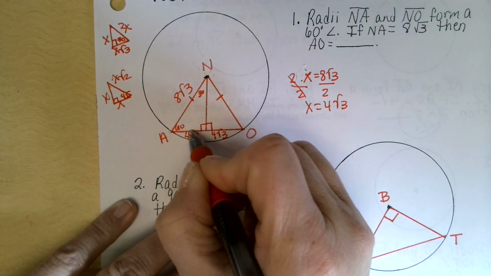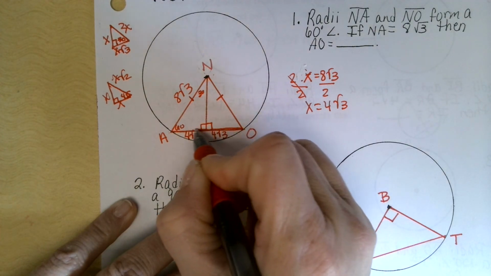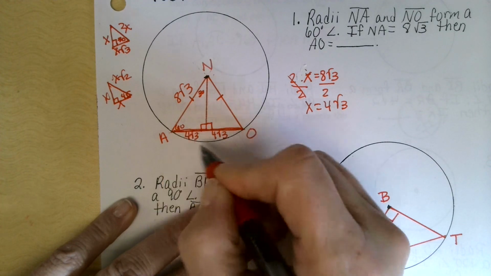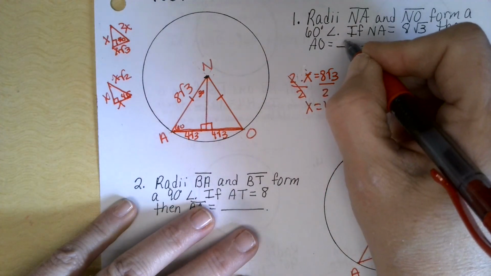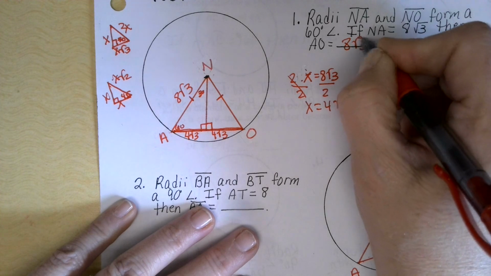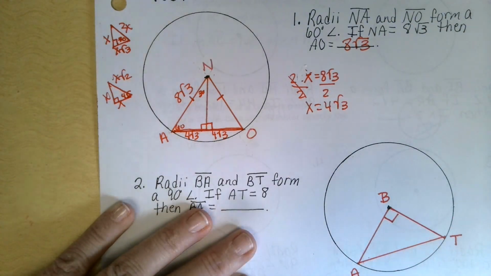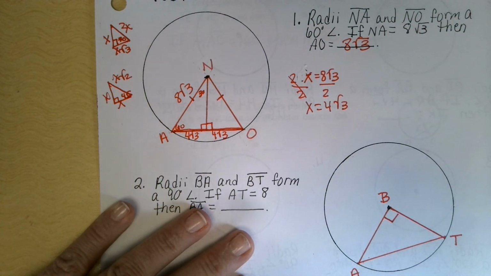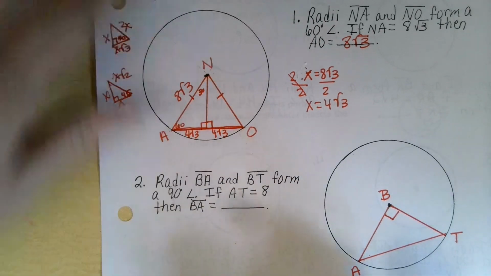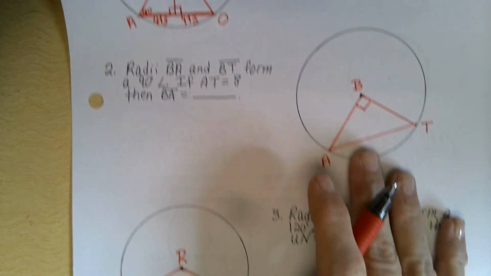Well, what do you notice? This piece right here is also 8 radical 3. Okay, AO is 8 radical 3. We're going to come to a conclusion, but we're going to look at one more problem to verify that conclusion in just a minute. Okay, let's jump to number 2.